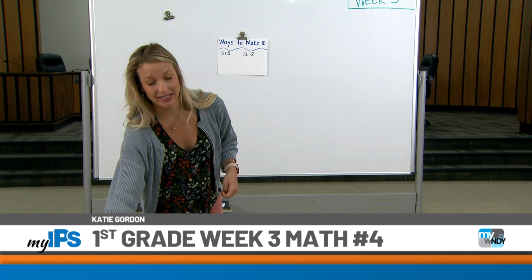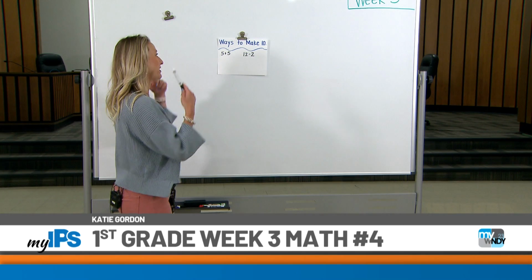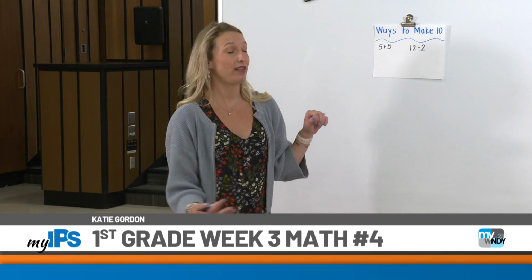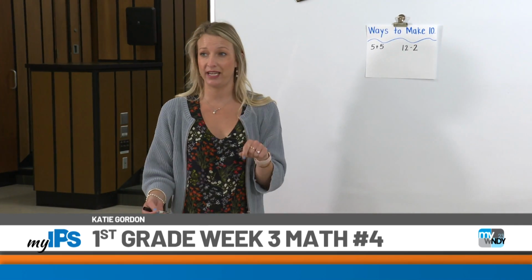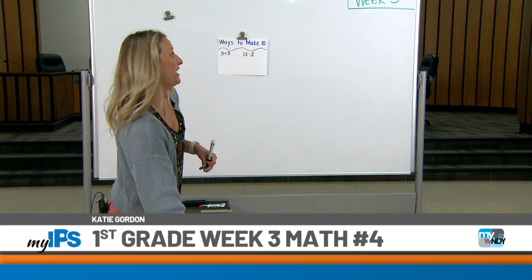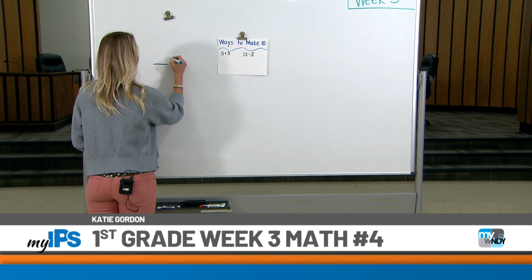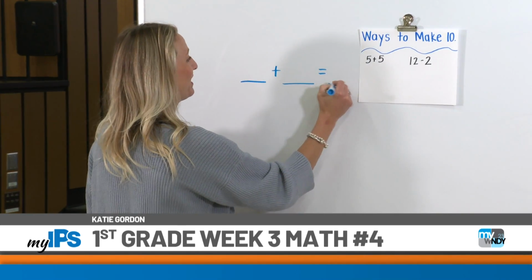So I wrote those ways down. So they said, okay, well, I know that 5 plus 5 equals 10. They also used subtraction, and they said that we know 12 minus 2 is 10. When I'm thinking about this, I'm thinking about those friends of 10. What are those 2 parts that we know consistently give me 10?